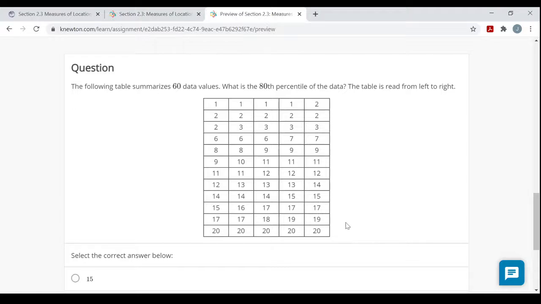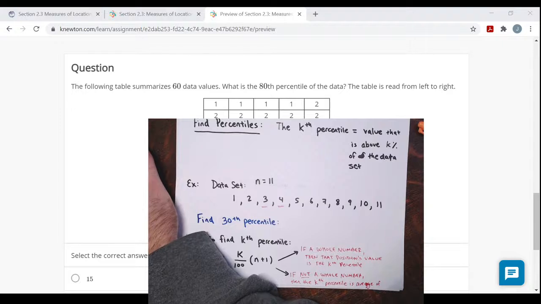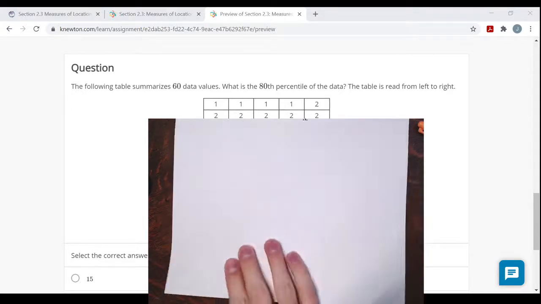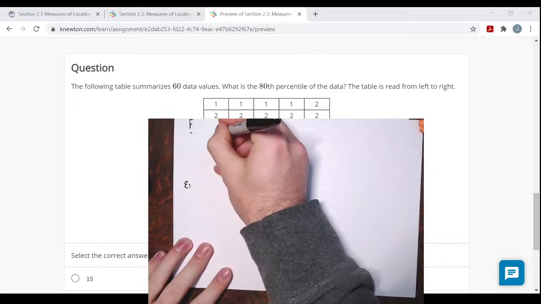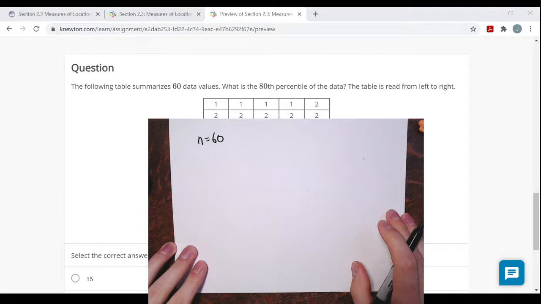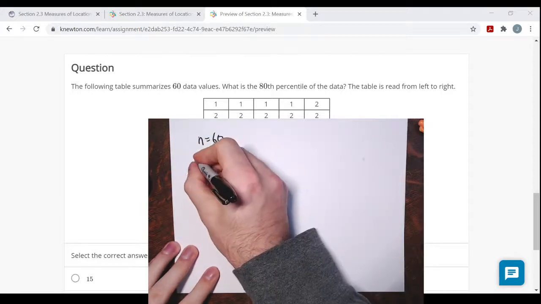That's fantastic. Let me pull up my paper here. Now we're told we have n equals 60. There are 60 values. I want to find the 80th percentile.